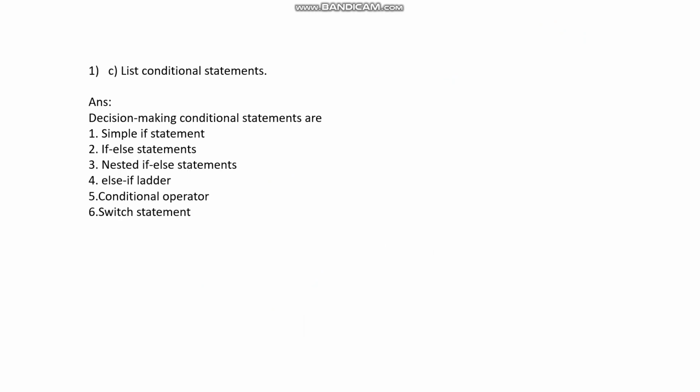Let's come to the next question: list the conditional statements. Conditional stands for decision making. Here in the C language we have six types of decision making statements. The first one is the simple if statement. The second one is the if else statement. The third one is the nested if else statement. The fourth one is the else if ladder. The fifth one is the conditional operator. The sixth one is the switch statement.